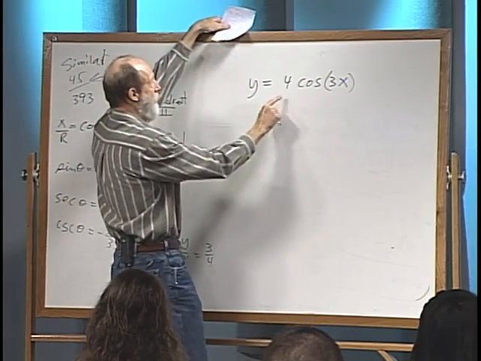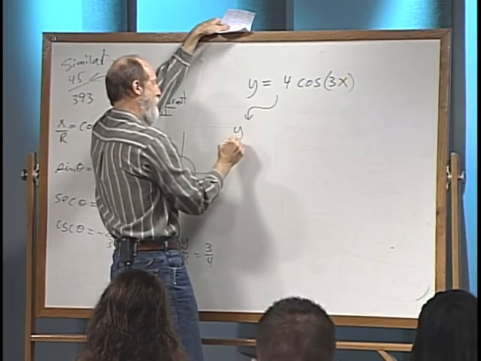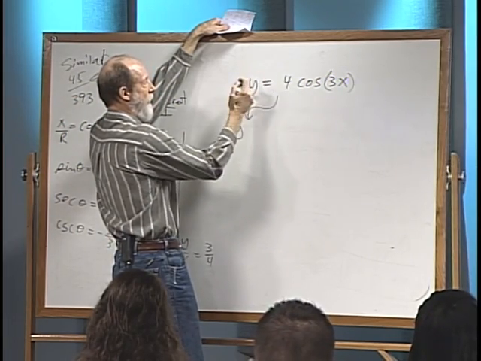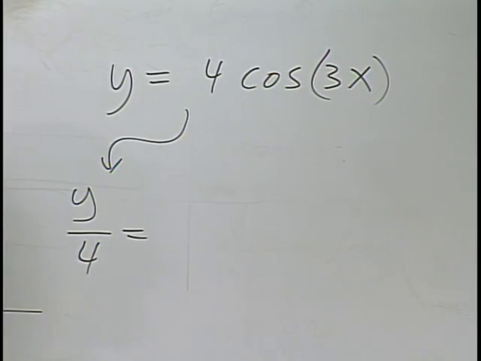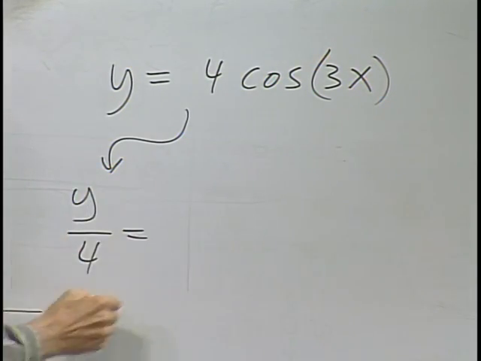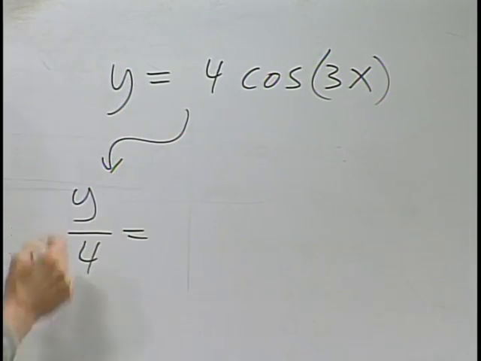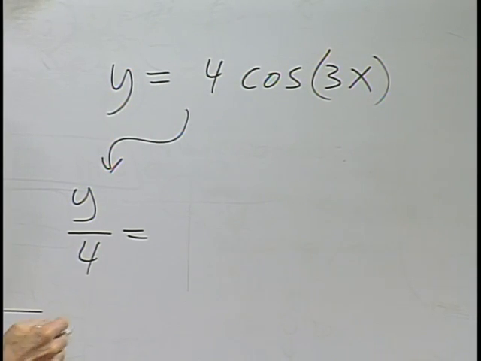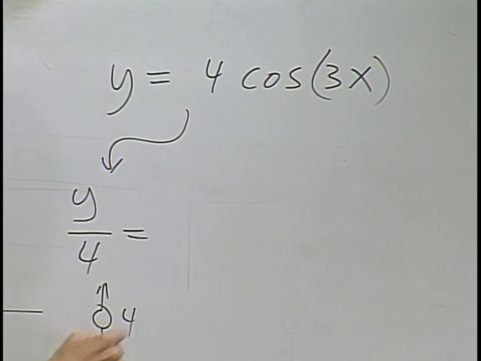Here's what I've shown you previously. If we move this 4 over to the other side by dividing both sides by 4, we're going to see it this way. I like to call this the y stuff, okay? So this is the y behavior, and that 4 does what to the fundamental cosine? Stretches it by 4. Which way? Vertically. Stretches it up and down by a multiple of 4.